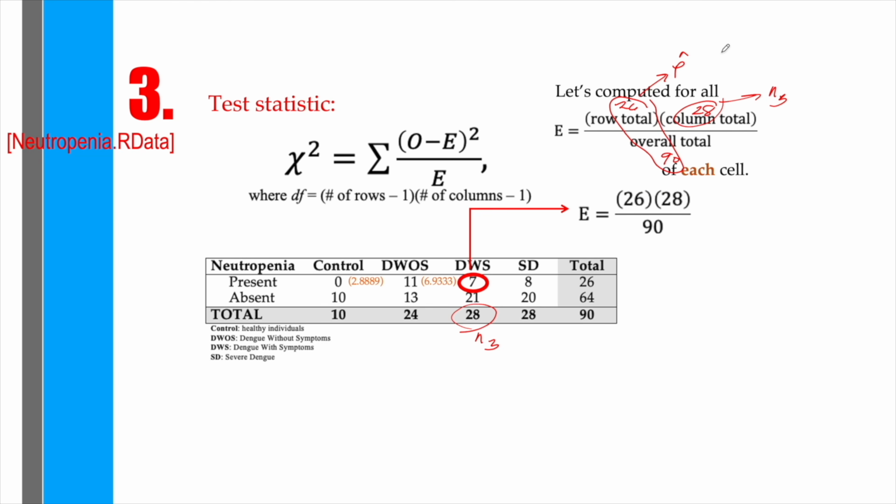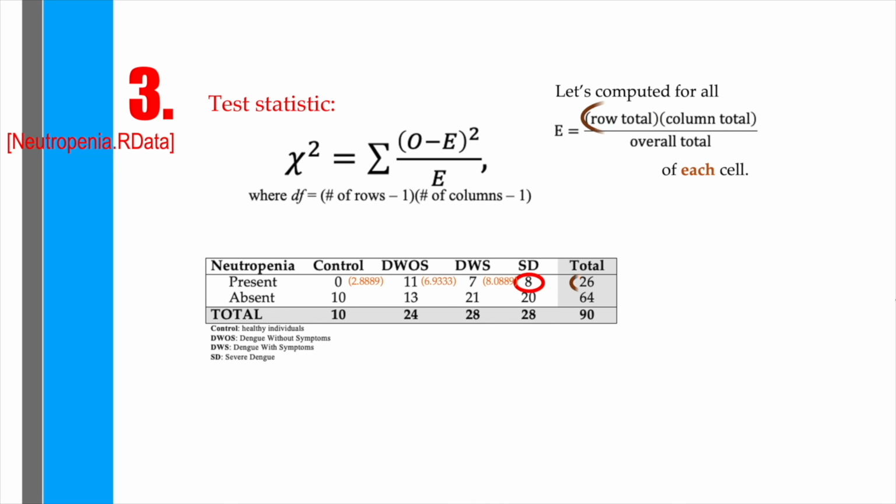And getting the value of that expected count, we're going to have 8.0889, which again, we're going to write just beside 7. Moving on for the observed count, which is 8, its row total is 26, column total is 28, and overall total of 90, in which 28 was our n sub 4, and 26 divided by 90 was our p hat. And getting the value of e, we're going to have 8.0889, which again, we're going to write just beside that observed count.